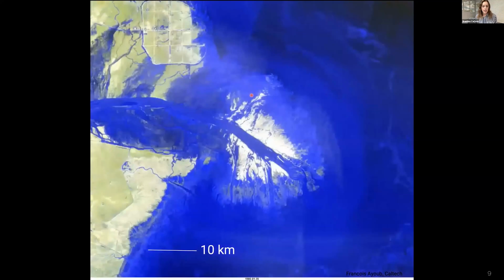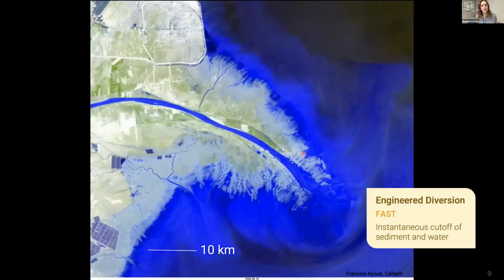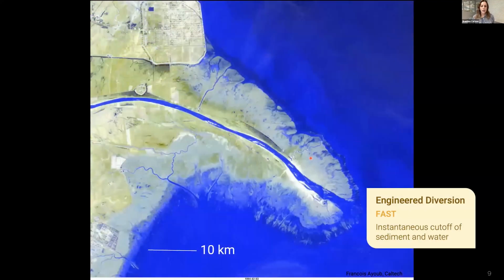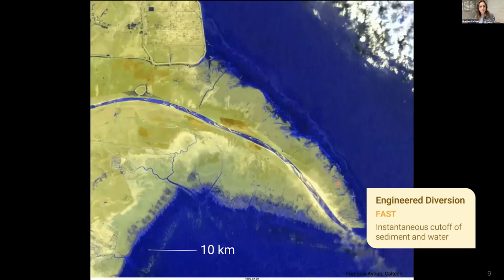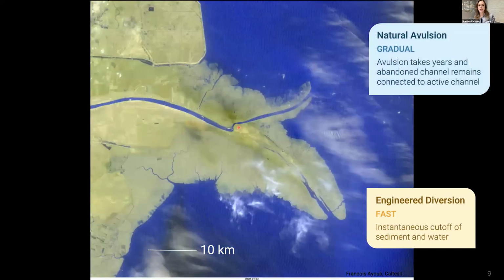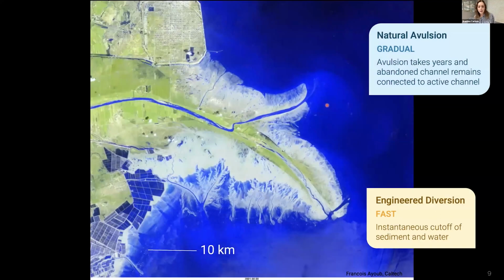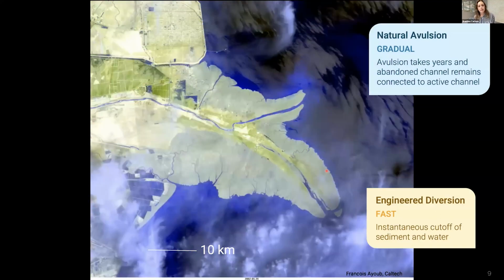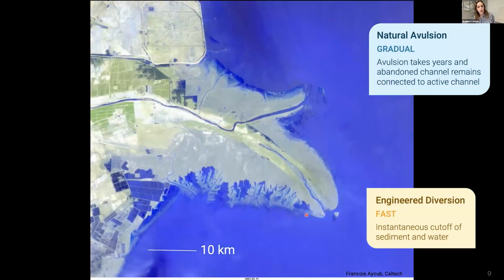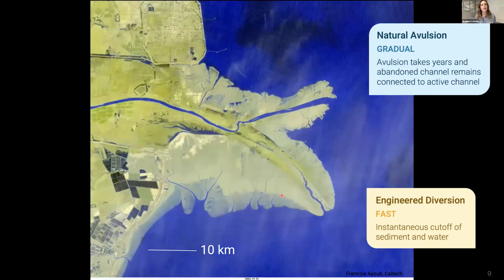And what we see here is a delta lobe prograding into the Bohai Sea. It's prograding at about 1 kilometer seaward per year. In 1996, an engineered diversion routed water and sediment up to the northeast. Subsequently, we see that this abandoned distributary channel and lobe begin to erode due to tide and wave action.